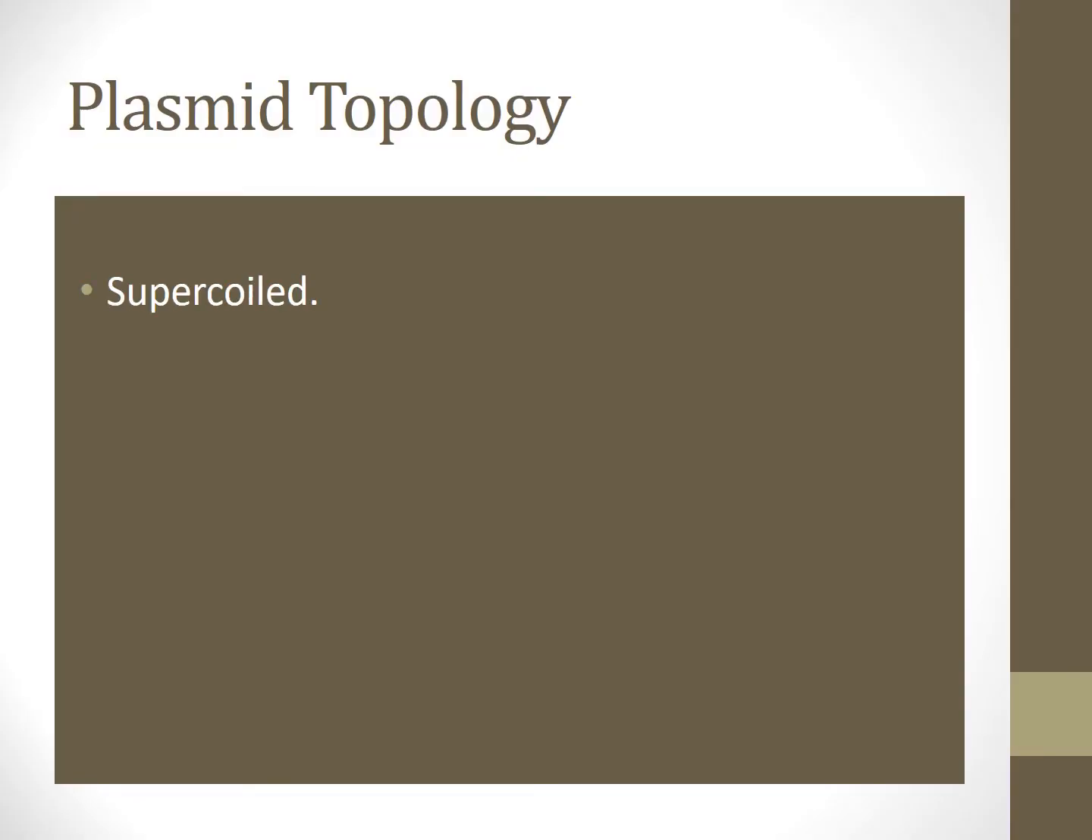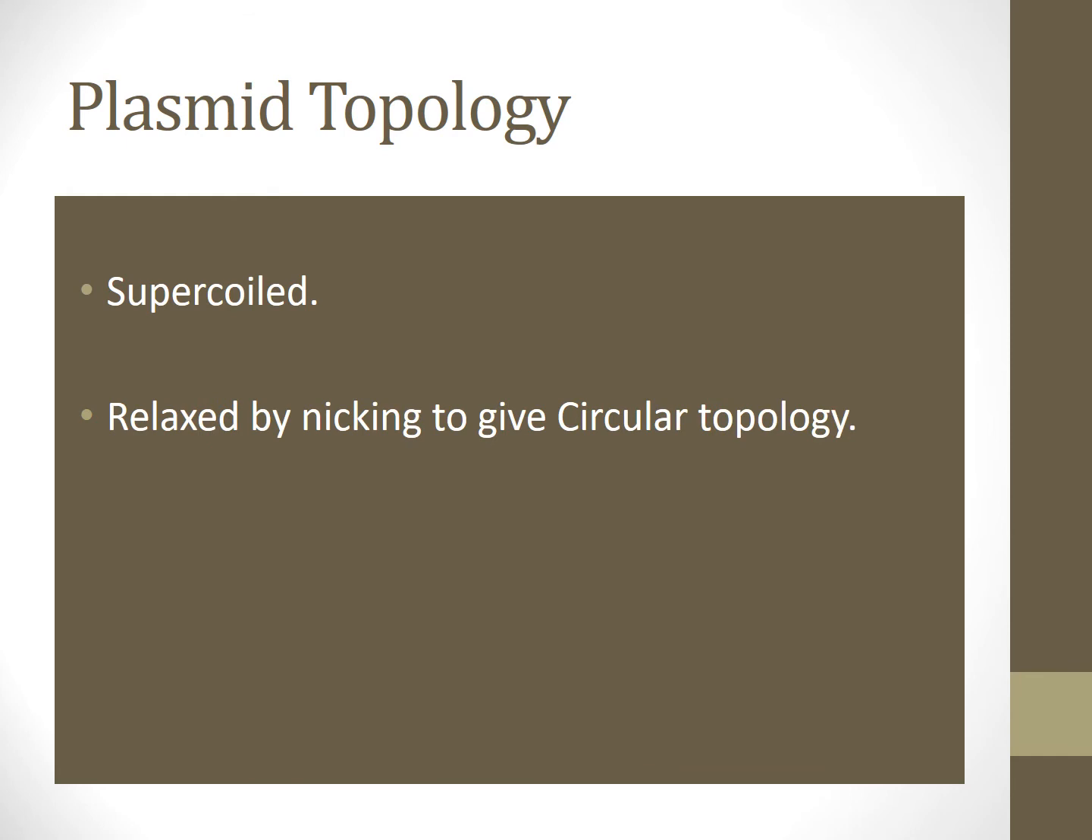Plasmids can be supercoiled. They can be relaxed by nicking to give a circular topology, which means that one strand of the plasmid can be nicked using an enzyme such as a nickase to yield a relaxed plasmid. Plasmids can be linearized using restriction enzymes which cleave a specific site within the plasmid DNA.